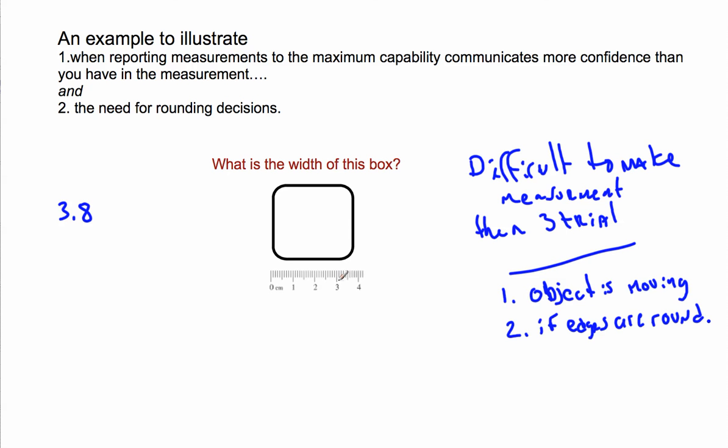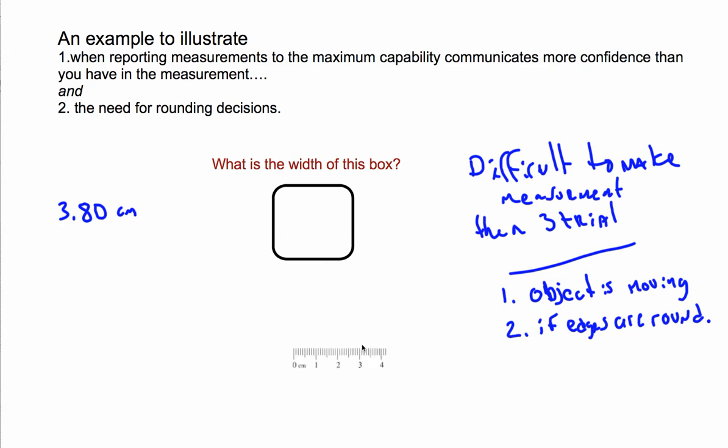Now the maximum capability of this is to the hundredth spot. There's the ones, the little lines are the tenths, so we estimate out to the hundredths, and I'm thinking that's right on that line, so 3.80, and that'll be centimeters. Okay, so now let's make that measurement again.